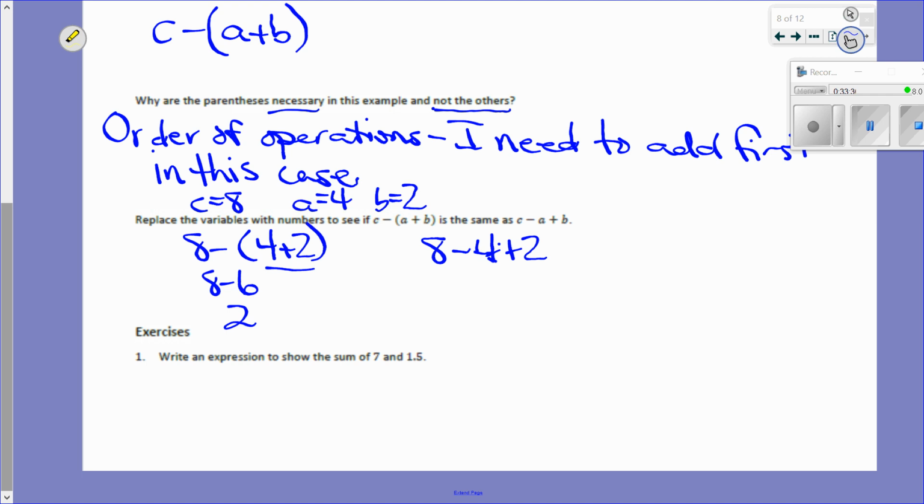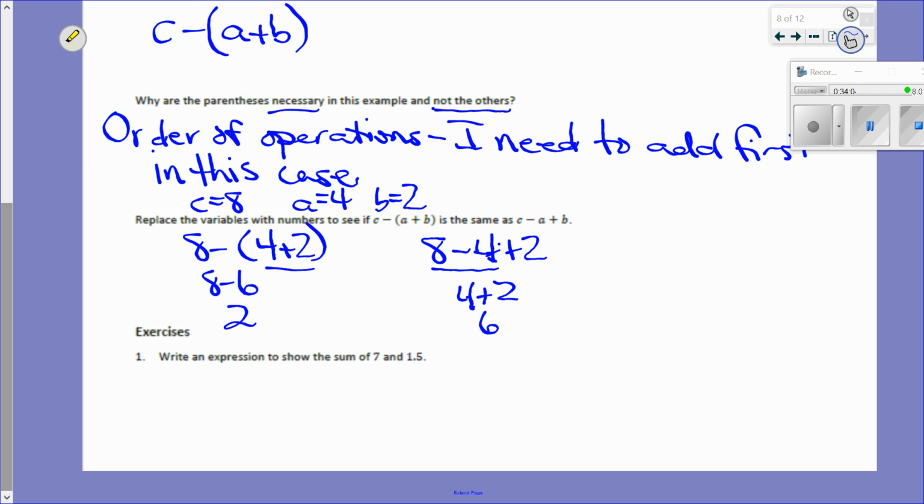Now again, following the order of operations, what's the first thing I will do now? Addition. Subtraction, because addition and subtraction go left to right, correct? Yes, you have both. So 8 minus 4 is 4, plus 2 is 6. Did I get the same answer? No. So were the parentheses necessary? Yes. Absolutely. Does everybody understand why? Really important that you put those parentheses when you need them.